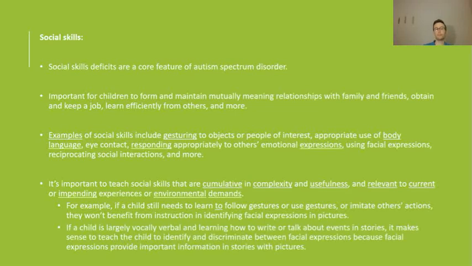If a child is largely vocally verbal, and learning how to write or talk about events and stories, okay, then it makes sense to teach the child to identify and discriminate between facial expressions, because facial expressions provide important information in stories with pictures of people. Right? So it makes sense there.